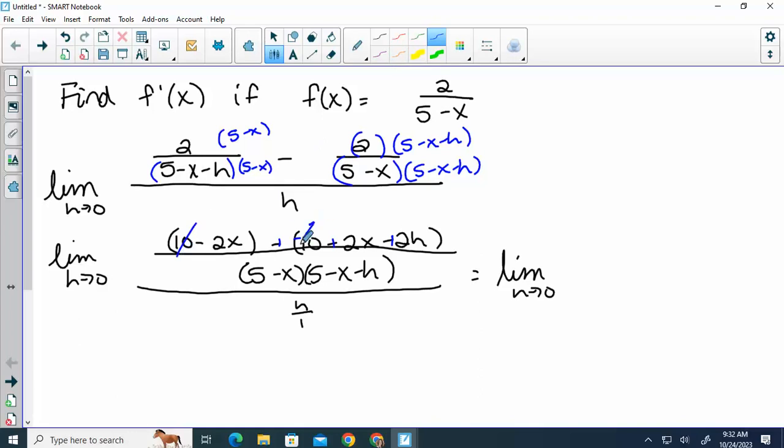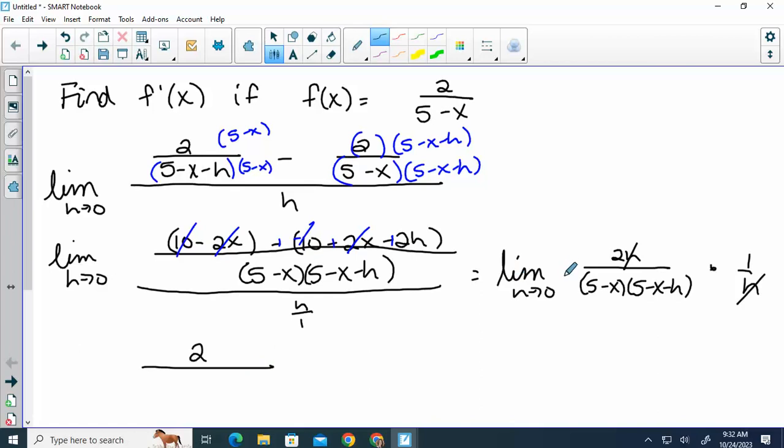Right, if we distribute the negative, positive 10, negative 10 cancel. Negative 2x and positive 2x cancel. So we have 2h over the denominator times a 1 over h. But what happens now? Now you can plug in a 0, so on the bottom you have 5 minus x times 5 minus x, or 2 over 5 minus x.